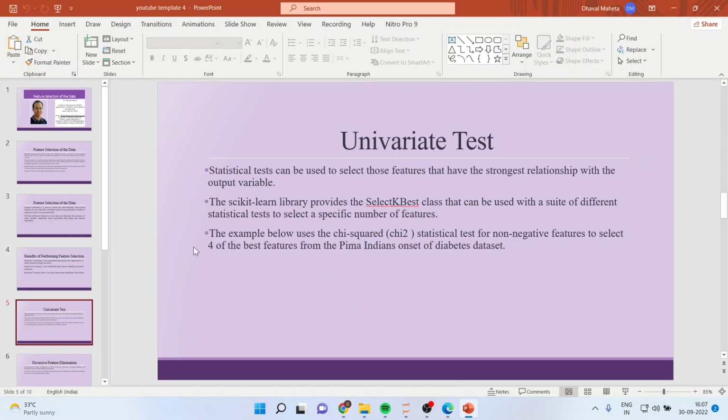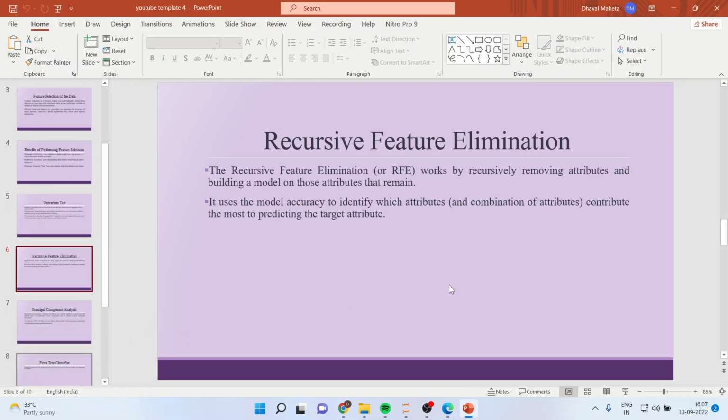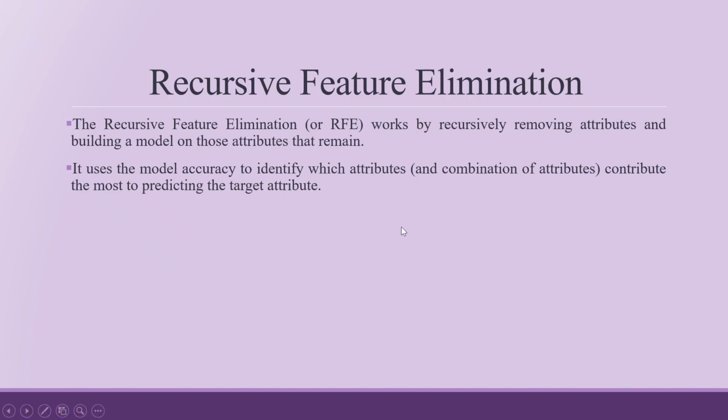Next we will see recursive feature elimination. The recursive feature elimination or RFE works by recursively removing attributes and building a model on those attributes that remain. It uses the model accuracy to identify which attributes contribute the most to predicting the target attribute.